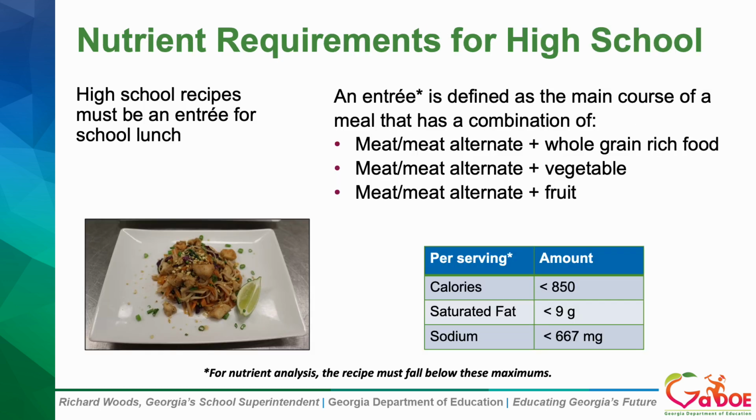High school recipes must be an entree for school lunch. An entree is the main course of a meal and has a combination of meat or meat alternate plus whole grain rich food, meat or meat alternate plus vegetable, meat or meat alternate plus fruit. Nutrient requirements for an entree per serving should be less than the maximums listed in this chart for calories, saturated fat, and sodium content. As mentioned in the meal pattern slide, meats or meat alternates and grains must be a 2-ounce equivalent each per serving.